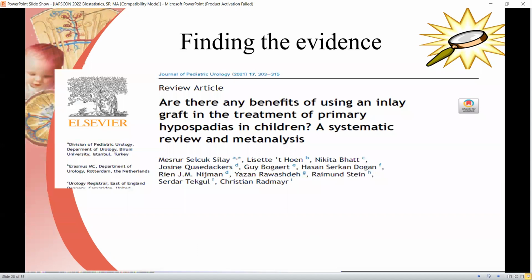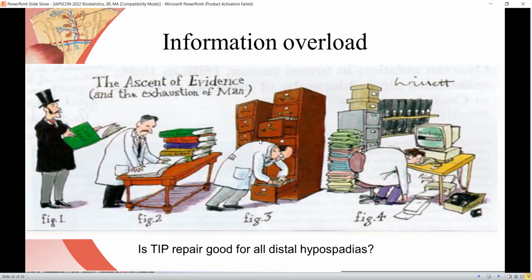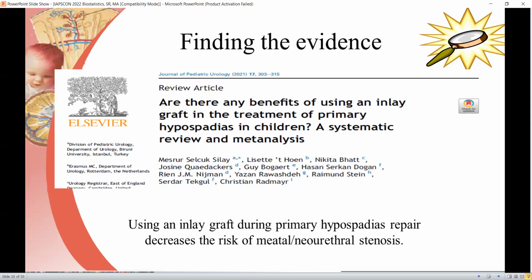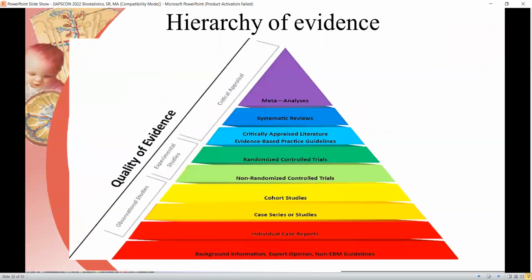So when we have a systematic review, then it is really useful. For example, this guy, Sile, did this particular systematic review and meta-analysis of the question I asked, is tip repair good for all distal hypospadias? He found that using an inlay graft during primary repair decreases the risk of meatal stenosis. So he said that tip repair is not always good, and he browsed through so many relevant articles and finally gave us the summary. So that is how a systematic review is useful.